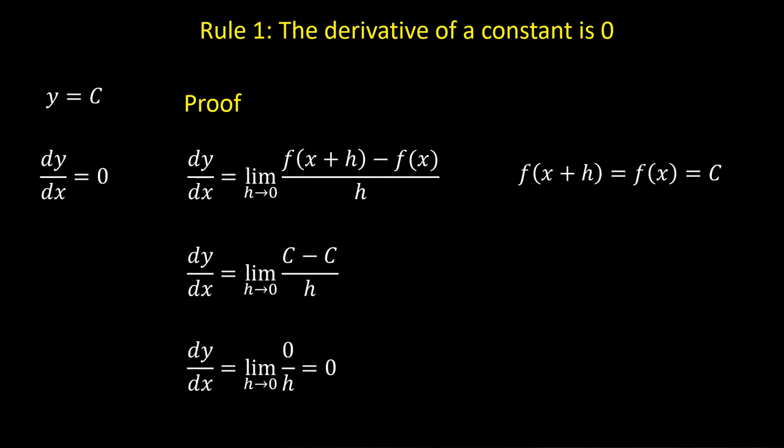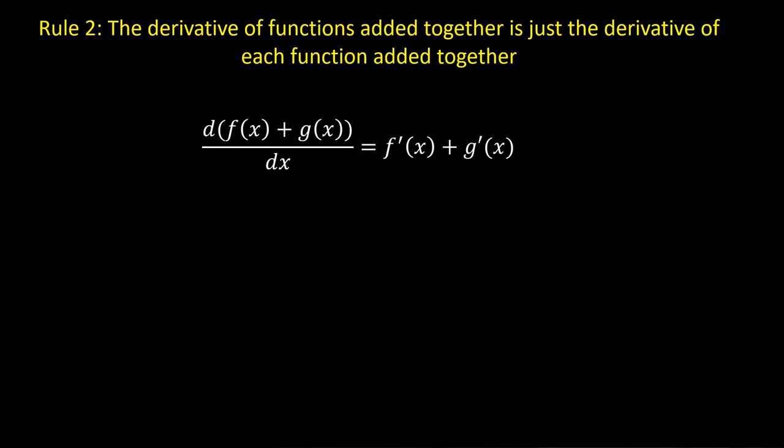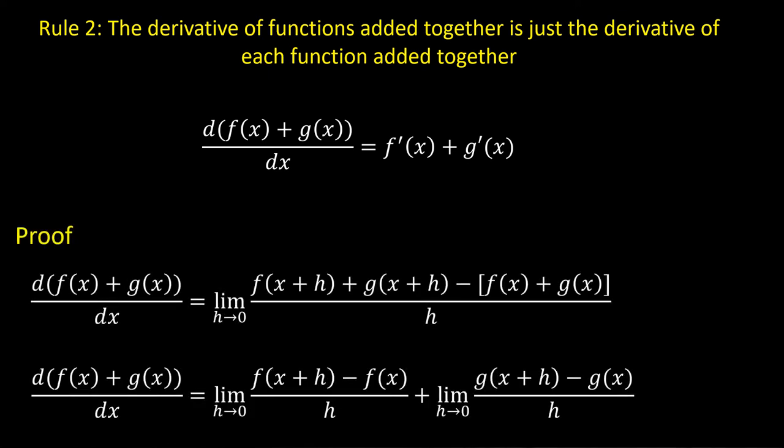The next rule is that the derivative of functions added together is just the derivative of each separate function added together. And again, the proof is now shown on the screen. Although this proof is fairly obvious, this rule makes differentiating a complex sum of functions very easy.